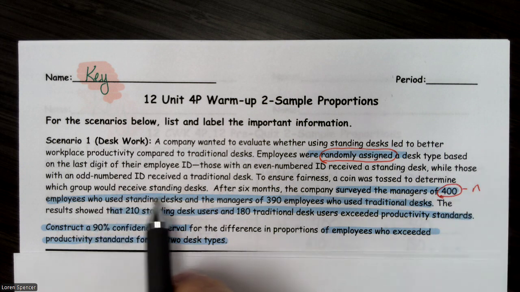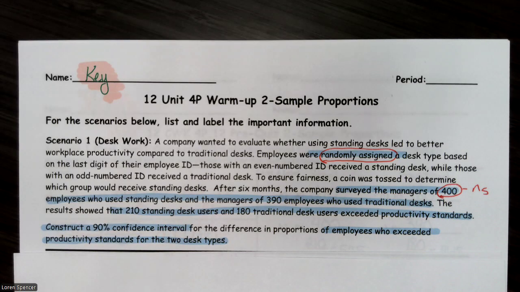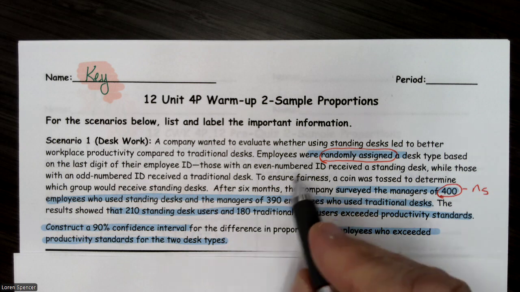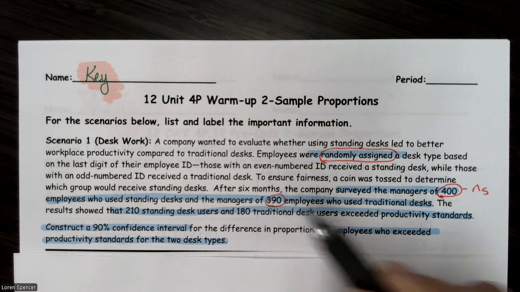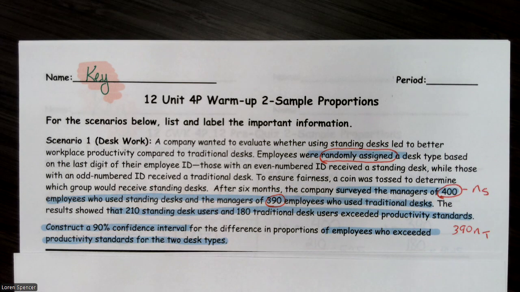And this is going to be who use standing desk, so I'm going to put an S for standing. And the managers of 390 who use traditional desk, so I'm going to go 390. And that looks like that's going to be my N for traditional, so I'll put T. Now you can use N1 and N2, and that would be fine.